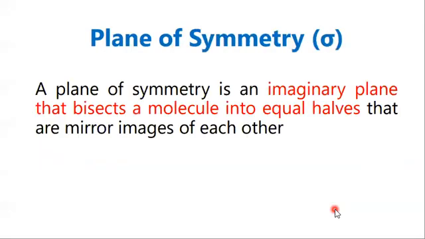Now we'll move on to our second type of symmetry element, that is planar symmetry. A plane of symmetry is an imaginary plane that bisects or divides a molecule into two equal halves that are mirror images of each other.